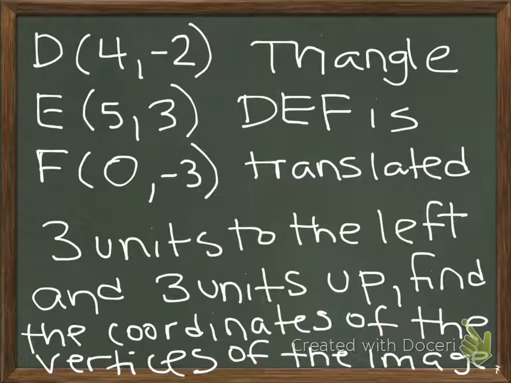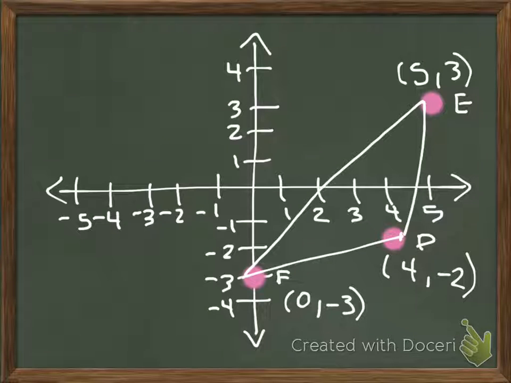You can also do this on the actual graph. If we go back to the graph, you can actually physically move the point 3 units to the left and 3 units up, and you would get the same numbers.